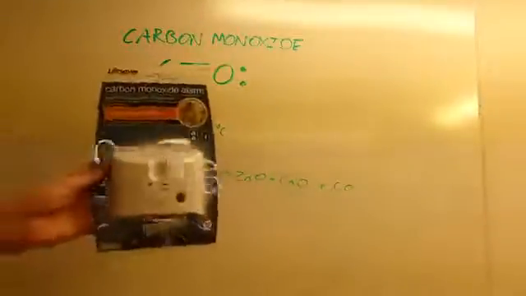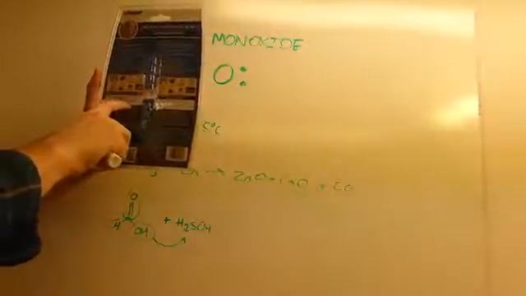So this is a carbon monoxide detector that you might find in a house. On the back here it specifies that the carbon monoxide will trigger the alarm at 70 parts per million for 60 to 120 minutes, 150 parts per million for 10 to 50 minutes, and at 400 parts per million it will alarm within 4 to 15 minutes.